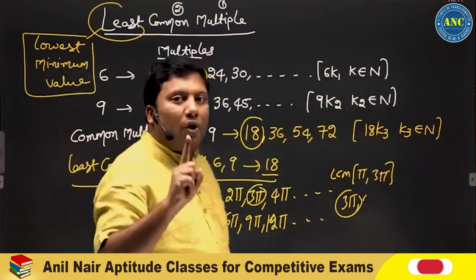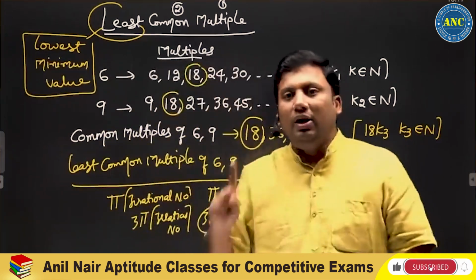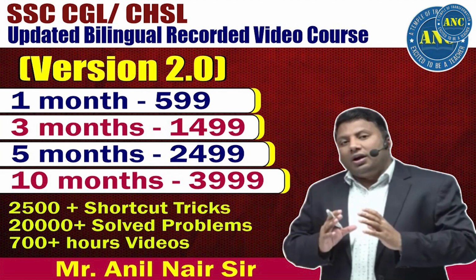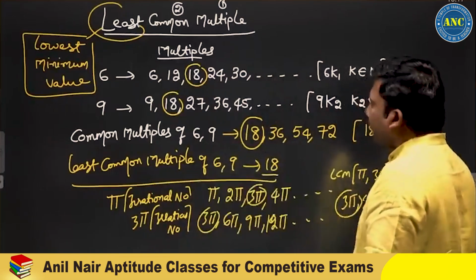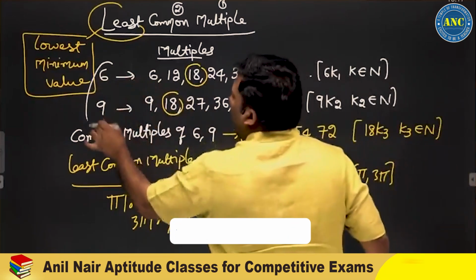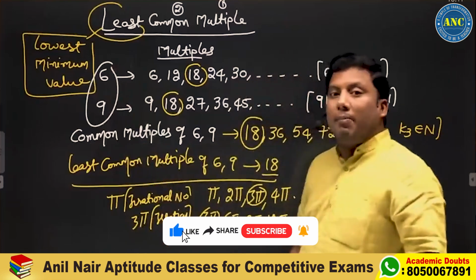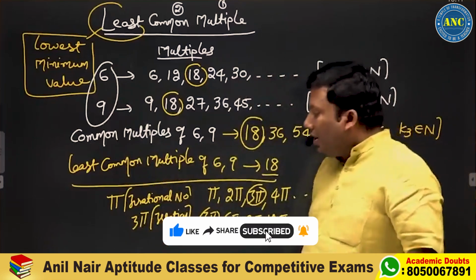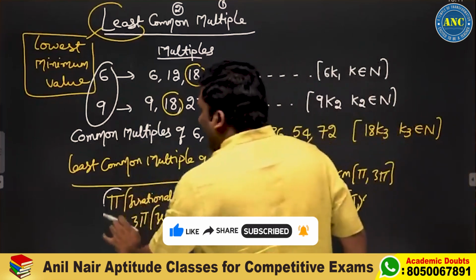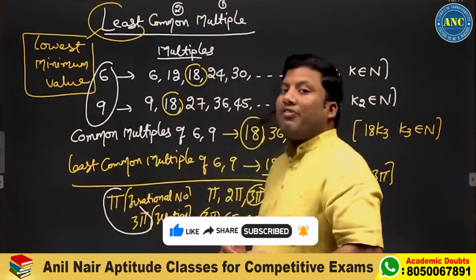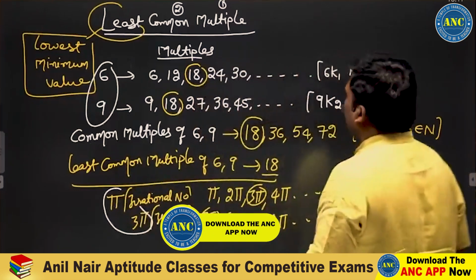Very, very important key point. Write these important key points in your notebook. Now, 6 and 9 both belong to the family of natural numbers. Pi and 3 pi both belong to the family of irrational numbers.